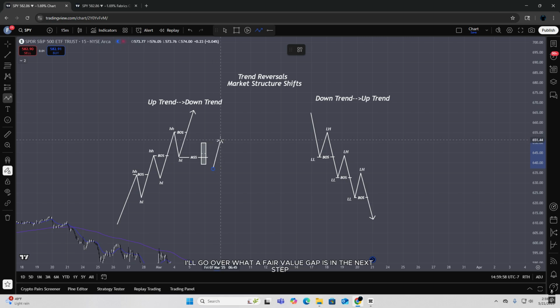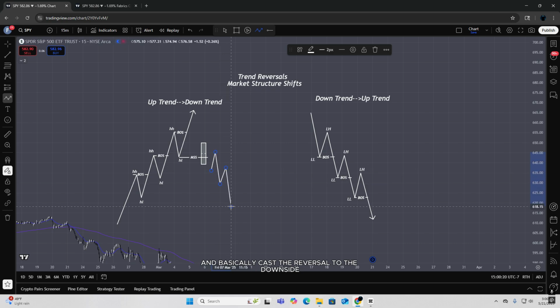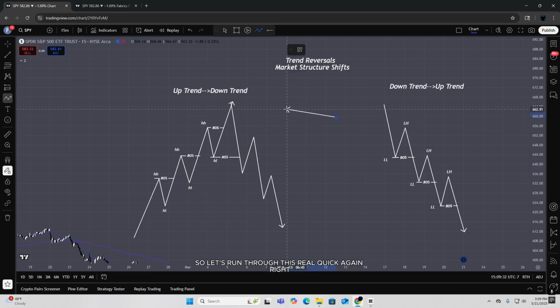I'll go over what a fair value gap is in the next step, but basically, where you pull back and then just come back down, taking the higher lows, basically keep breaking these, and cast a reversal to the downside. All right, so let's run through this real quick again.